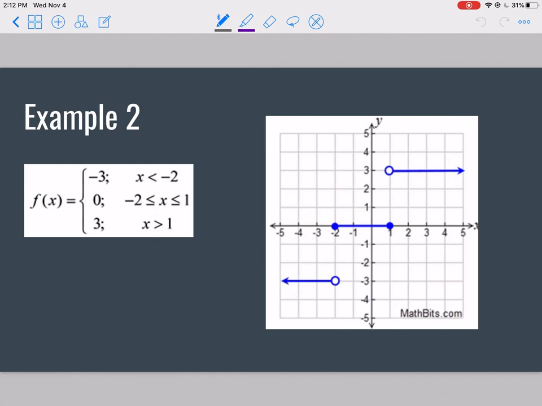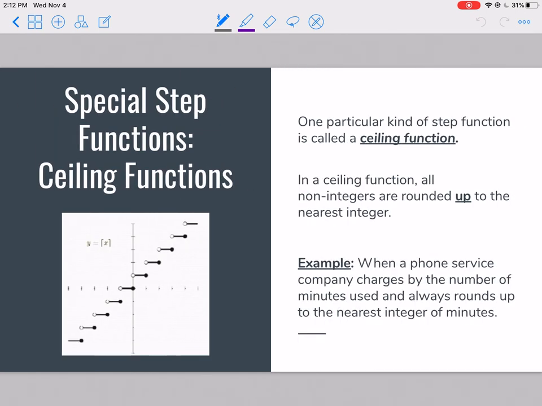Okay, here's another example. So this one's f of x equals -3. So down here when y is -3, from -2 to -infinity. All right, and then here's another little stair step from -2 to 1. And then here's a third stair step from 3 to positive infinity. So you'll definitely see a couple of these or practice them.